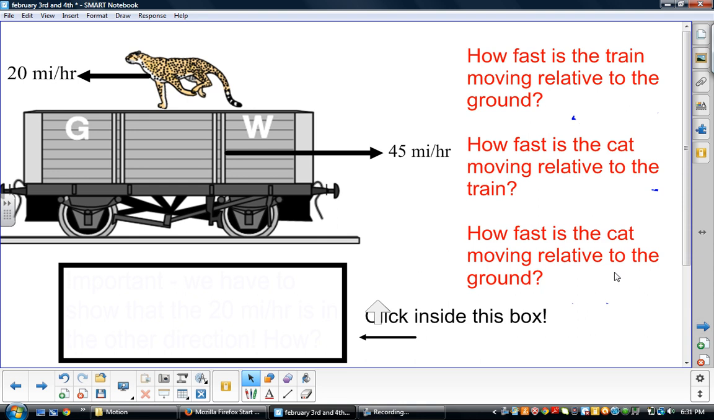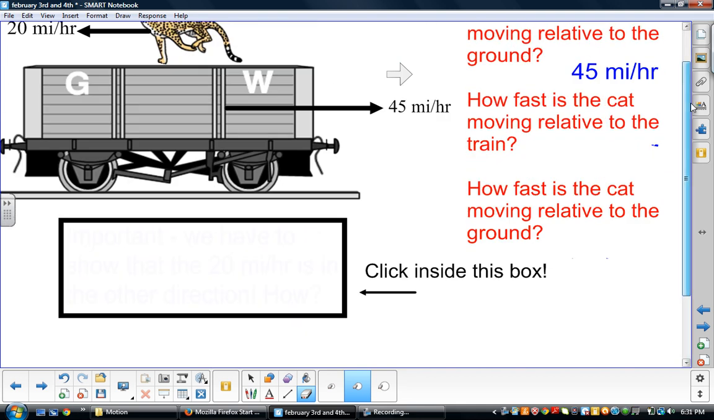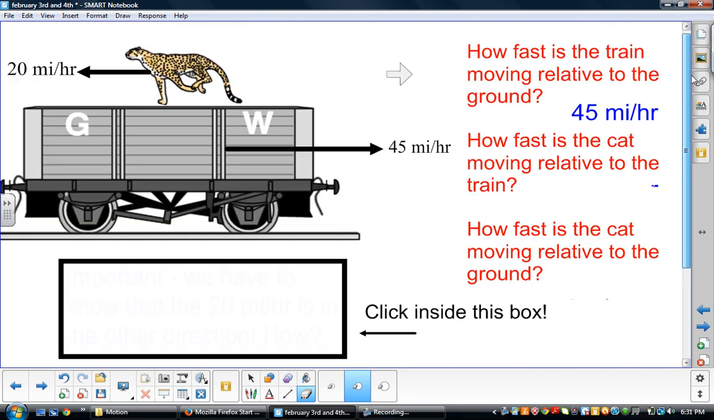Alright, one more. Now we have the cat running 20 miles per hour, but look at the arrowhead. Now the cat's going the other direction, so it's running towards the back of the train. So question number 1. How fast is the train moving relative to the ground? It's still going 45 miles per hour. And how fast is the cat moving relative to the train?